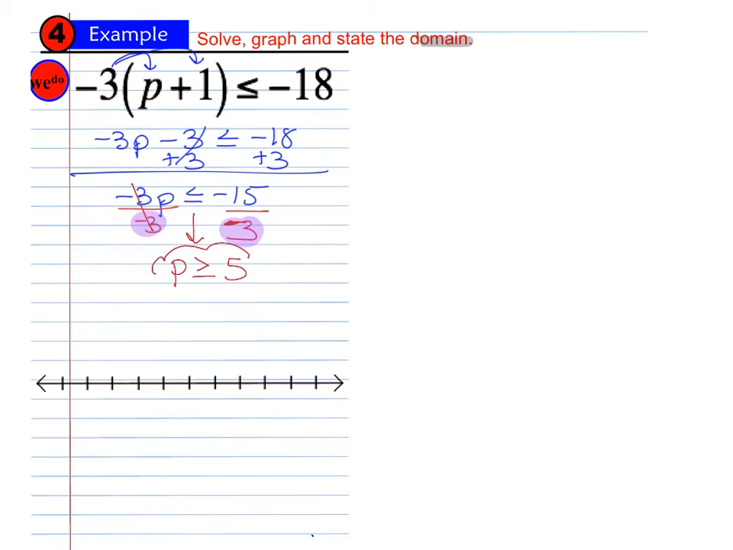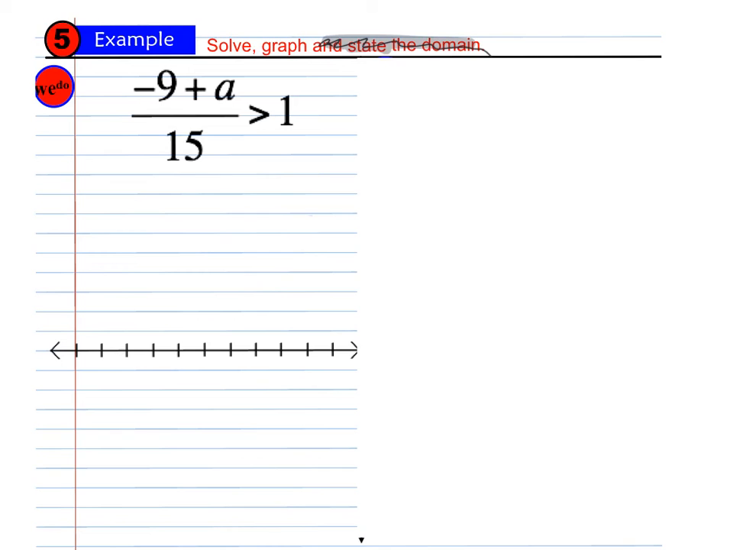So this is my inequality statement. And now I know that this symbol right here means greater than or equal to. That means it's a filled in circle and brackets. That means if I have 0 here, we have 1, 2, 3, 4, 5. This is 5. At 5, I'm going to have a filled in circle. And p is greater. All the numbers that are greater than 5 are going to be to the right of that number, all the way to positive infinity.